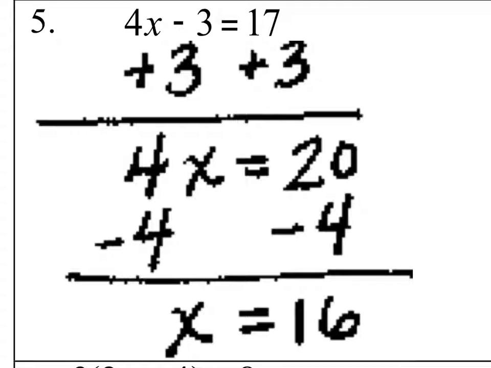All right. Right here, 4x minus 3 equals 17. Bam, they add 3 to both sides. Then they minus 4 and they get x equals 16. What the heck happened?